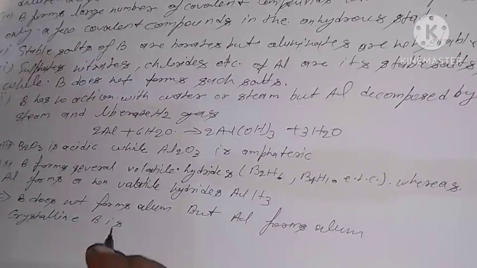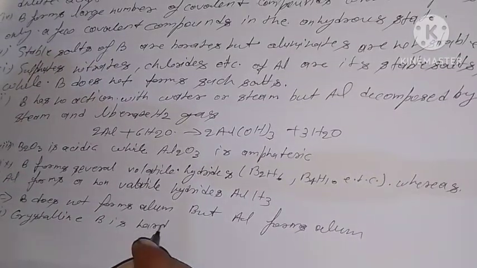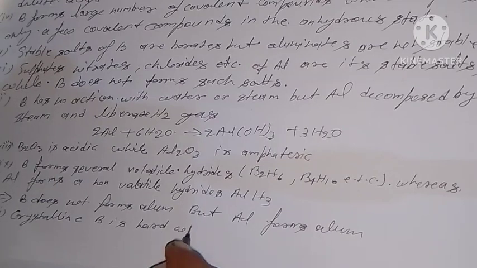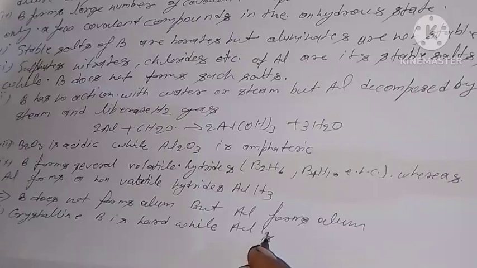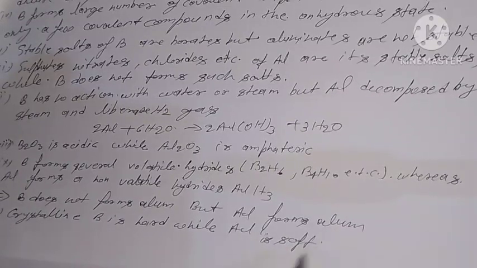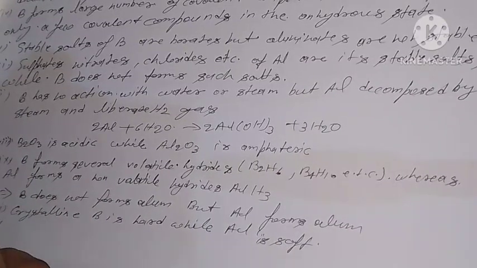Point 11. Crystalline: boron is hard, while aluminium is soft.